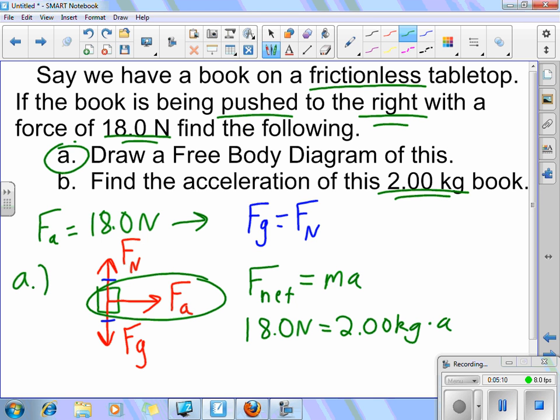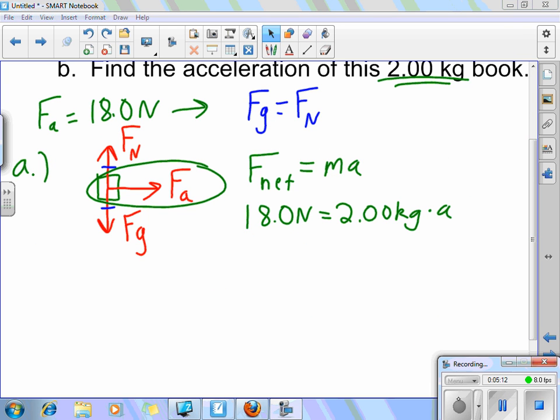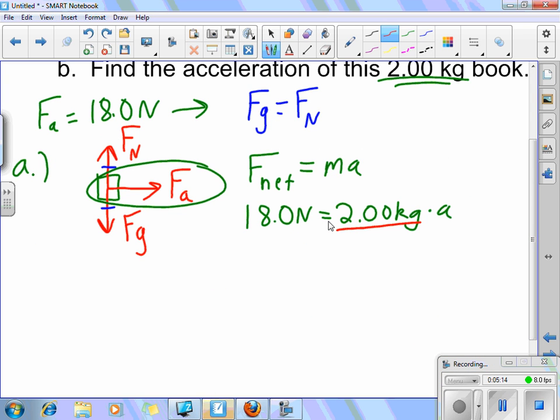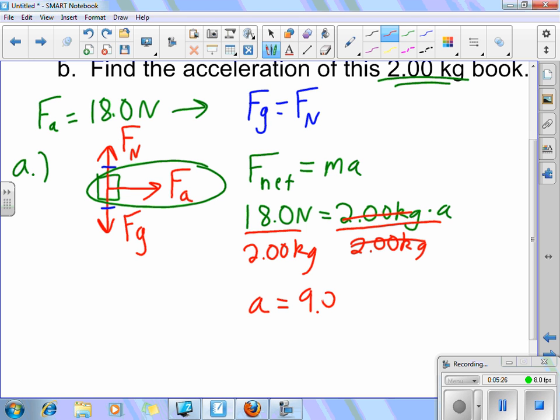Now from here, perhaps it'll be easier for you to see the work if I move this. We divide by 2 kilograms on both sides. It looks like my acceleration will end up being 9 meters per second squared.